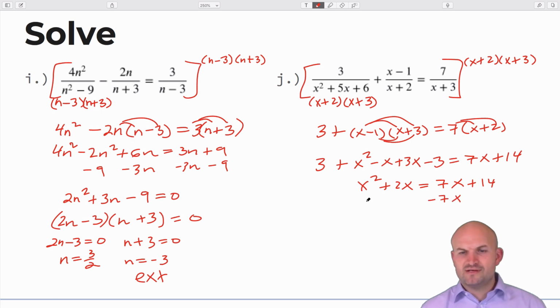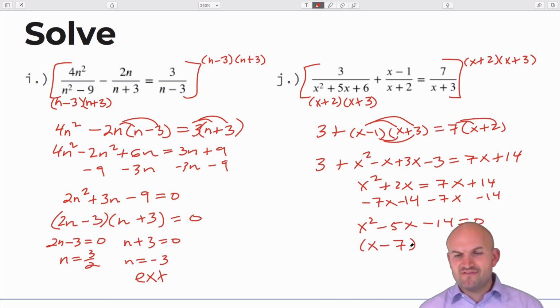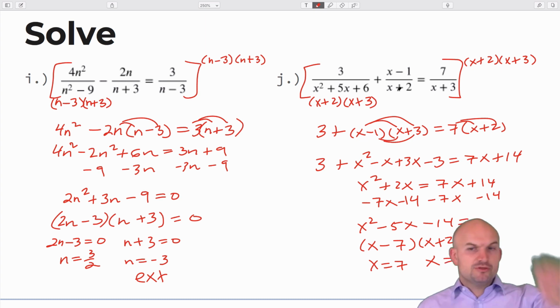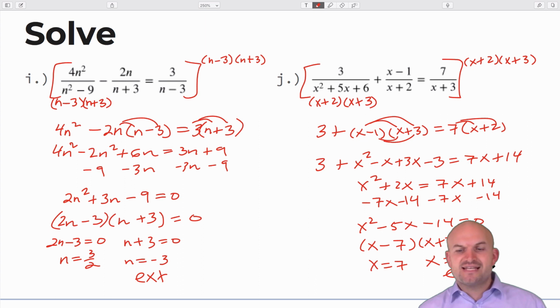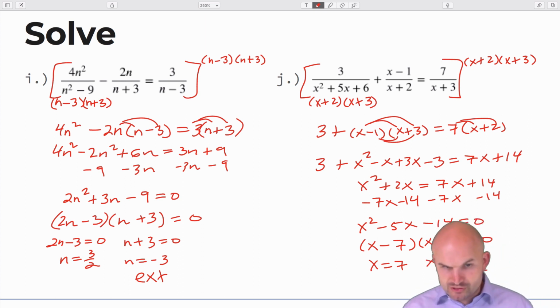Let's subtract those on both sides. 14. So that's going to leave me with an x squared, let's see, minus 5x minus 14 equals 0. And again, now we want to make sure that we can see this to be factorable. And I see that, yeah, I can do this as x minus 7 times x plus 2 equals 0. So therefore, x is equal to 7 using the zero product property, and x equals -2. However, when you take x equals -2 and plug it back into the original equation, you see it does not satisfy that. So therefore, x equals -2 is an extraneous solution.